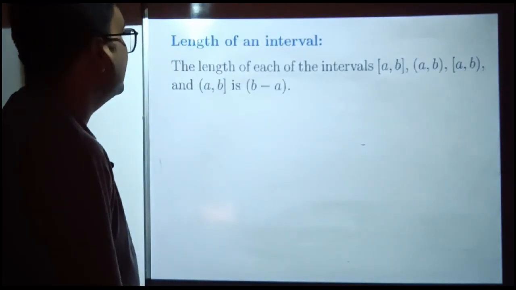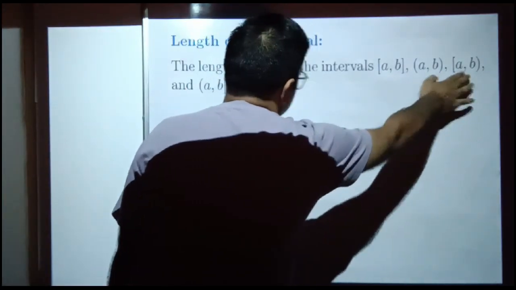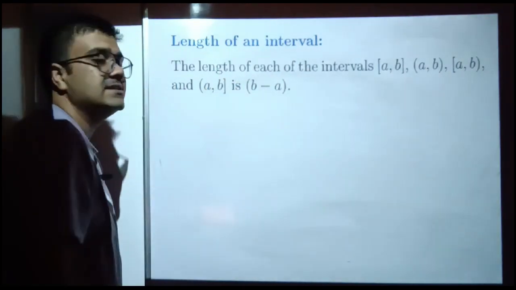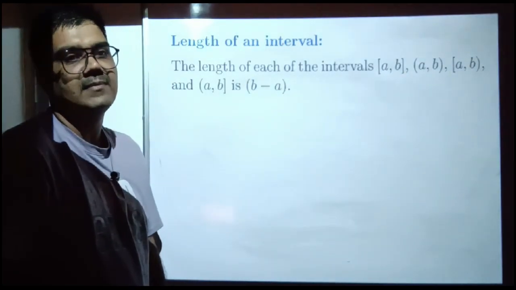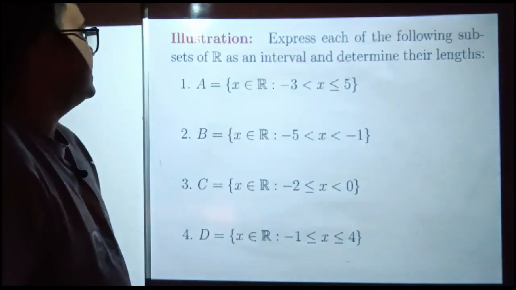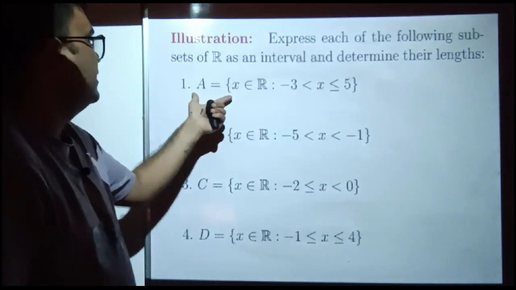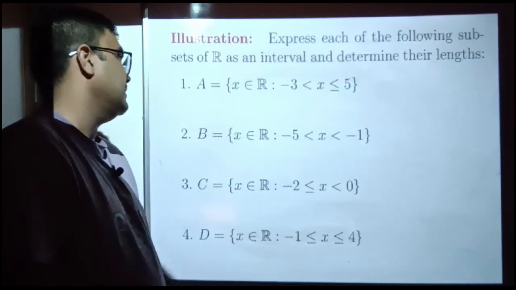Next is the length of the interval. In all these four cases, closed, open, or semi-open or semi-closed intervals, the length is always b minus a. The length of the interval is always b minus a. So let us consider an example. These sets are given. We have to write them in interval form and determine their length.